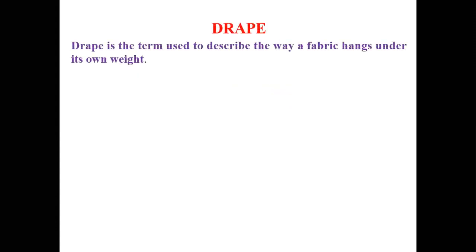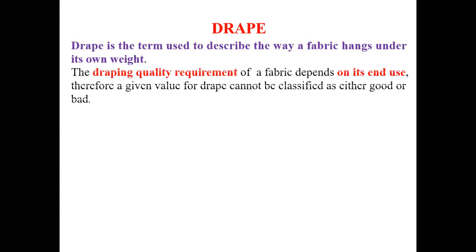So let us first see what is the meaning of the word drape. Drape is the term used to describe the way a fabric hangs under its own weight. Suppose you hang the fabric, okay, and allow it to fall. Now what will happen? The fabric will appear in some graceful folds.